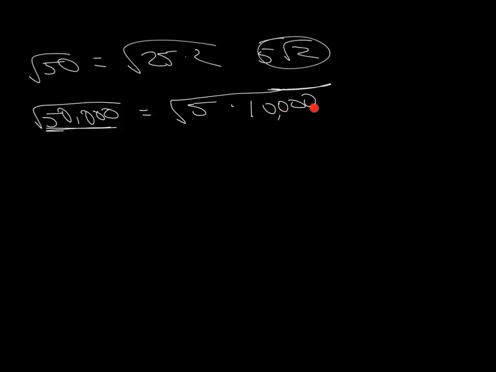Okay, so there is. So the square root of 10,000 is 100. So we pull the 100 out and we're left with the 5 in there. So there's the answer.